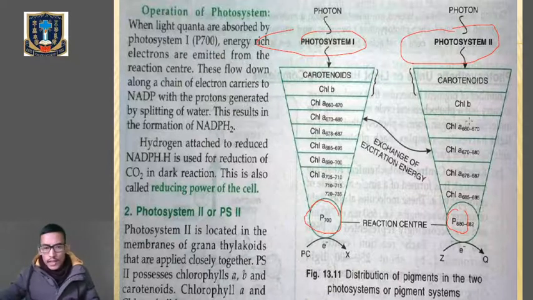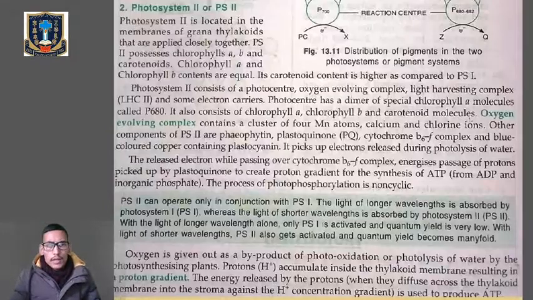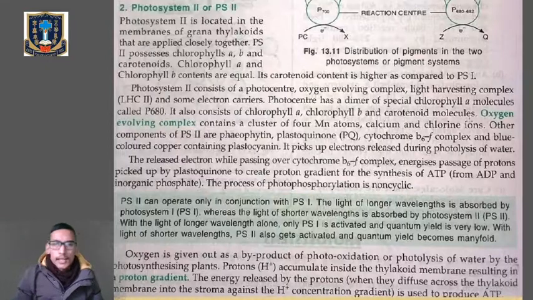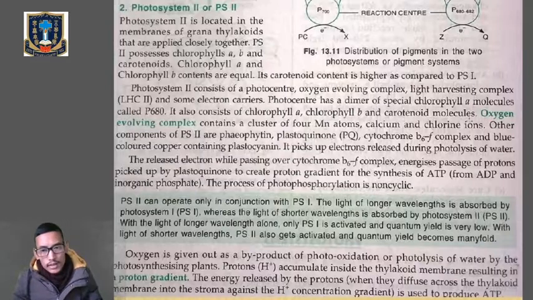Okay. Then we have PS2, which is mainly located in the grana thylakoids. Clear? And PS2 is mainly composed of chlorophyll A, B and carotenoids, and the chlorophyll A and chlorophyll B contents are equal in case of PS2. In PS1 chlorophyll A was more, but in PS2 the contents of chlorophyll A and B are the same. Clear? And carotenoid content is higher as compared to PS1.